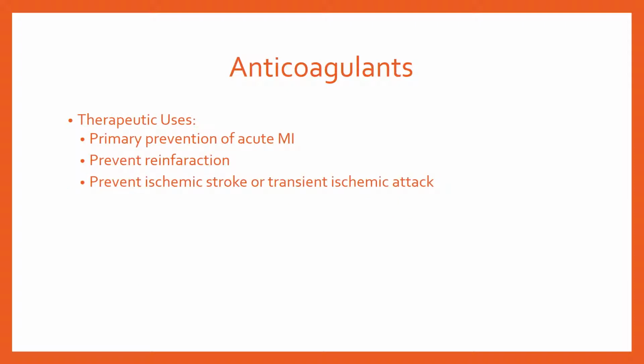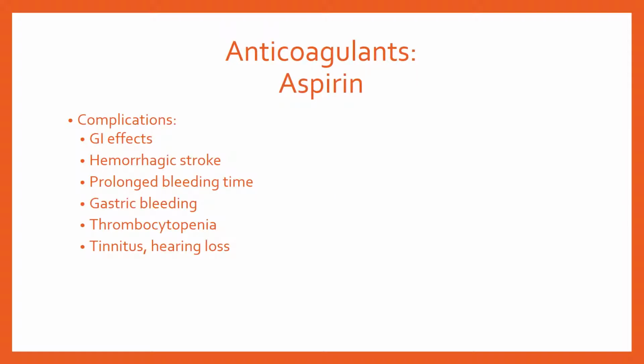Uses: we're going to do primary prevention of acute MI, prevent reinfarction, and then prevent ischemic stroke or transient ischemic attack. Aspirin has the GI effect, so a lot of times you'll see aspirin being given as an enteric coated, so it is not as harsh on the belly. Then hemorrhagic stroke.